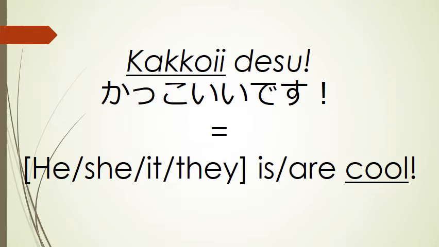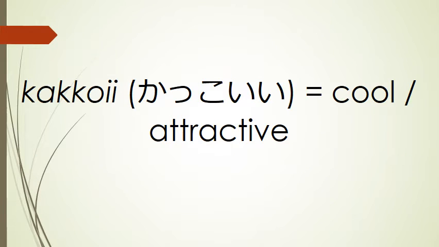And if I said kakkoi desu, that would mean he, she, it, or they is or are cool. And again, depending on the conversation that we were having leading up to me saying that sentence, you would understand who or what I was talking about. And of course, kakkoi means cool or attractive.